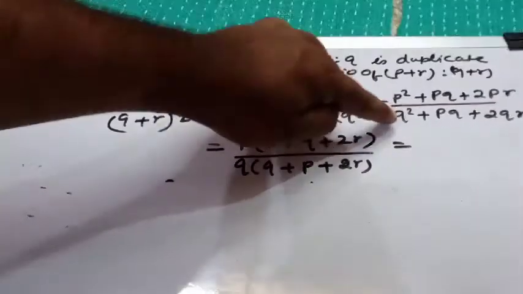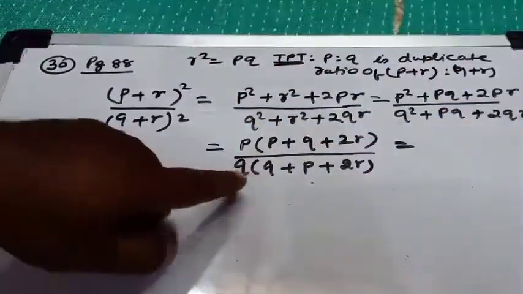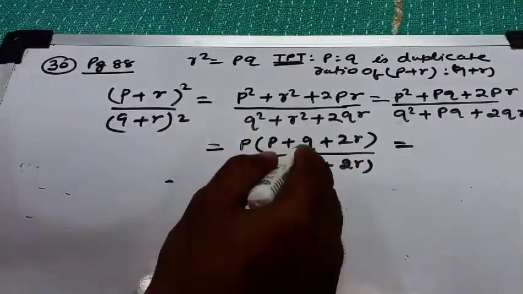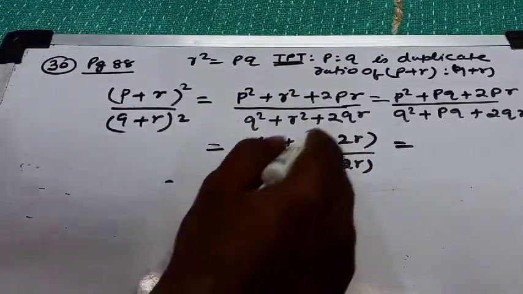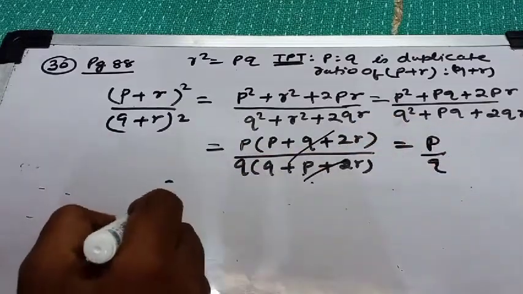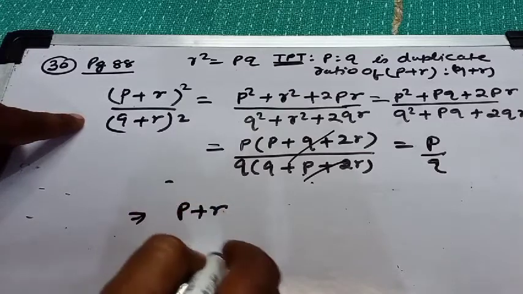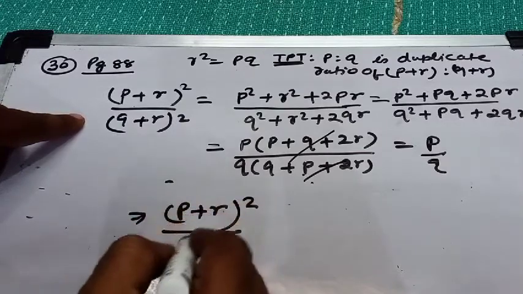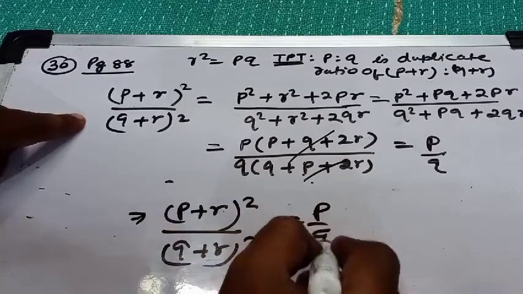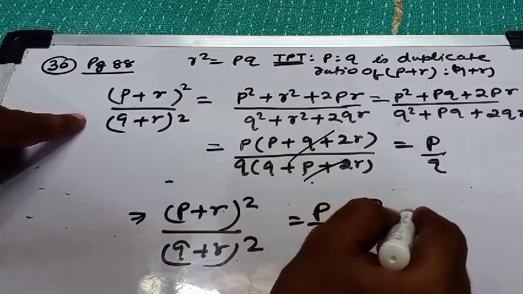And similarly for here, here and here we will take Q as common. So what will be left? Q plus P plus 2R. So what will happen? This P plus Q plus 2R and P plus Q plus 2R will be cancelled. Our ratio will come out as P by Q. It implies that we can write P plus R whole square by Q plus R whole square is equal to P by Q. This was to be proved. It is proved now.